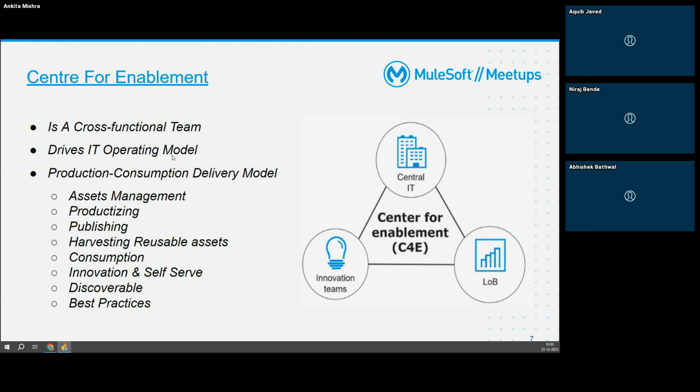See, in my last 10-15 minutes, I was constantly talking about creating reusable assets. All right. So the reason why this team is formed in an IT industry is to take care of these assets. There has to be a dedicated team who should make sure that the assets are created, they are reused, they are published properly, they should be discoverable. I mean, if I have created something which I want people to use, it should be discoverable, isn't it?